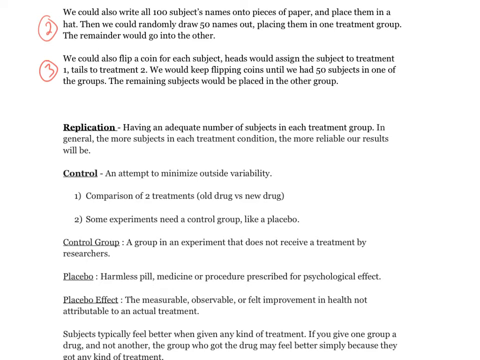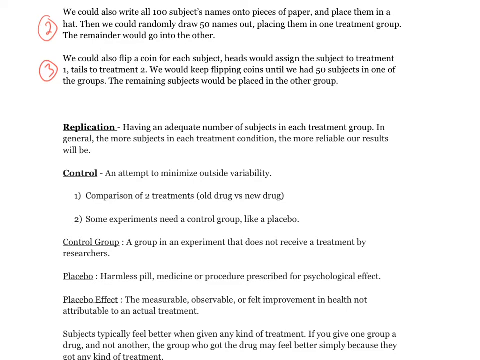The third technique is called control, and that's an attempt to minimize outside variability. For instance, it could be the comparison of 2 treatments, an old drug versus a new drug. Half your subjects would get the old drug, half would get the new. Then at the end of the study, you could compare how the old drug did compared to the new drug. If you just took all your subjects and gave them the same treatment, we'd have nothing to compare it to. So in an experiment, we want to have a comparison we can make at the end.